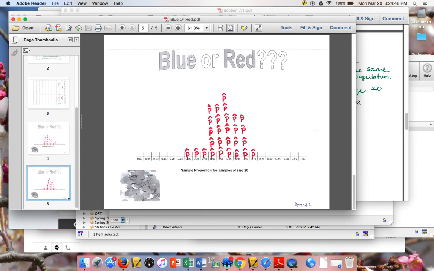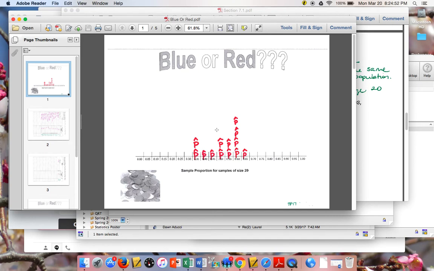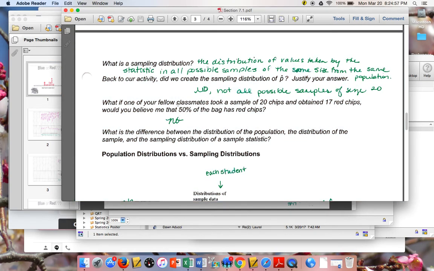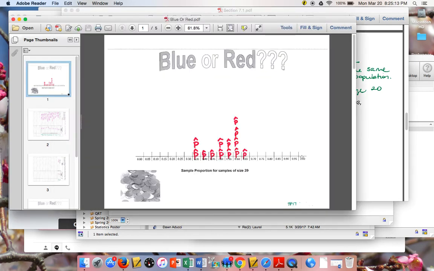Like I said, it would be unusual to get things down here. So let's look at your class. If one of your fellow classmates took a sample of 20 chips and obtained 17 red chips, would you believe me that 50% of the bag has red chips? If they got 17 red chips, we'd be way out here.